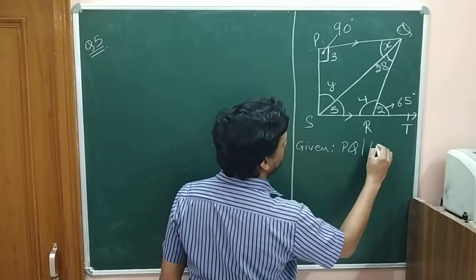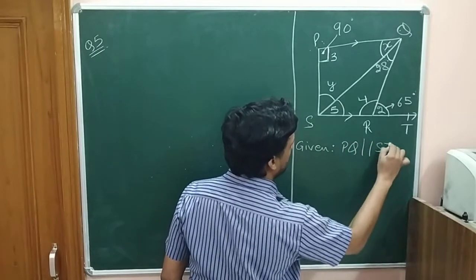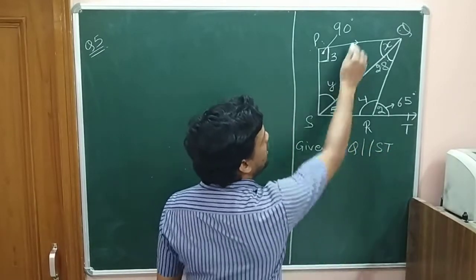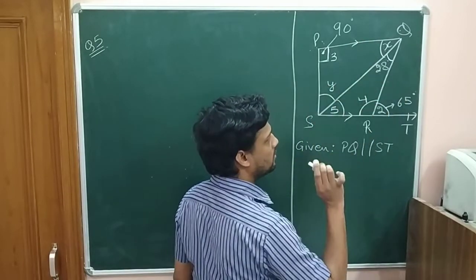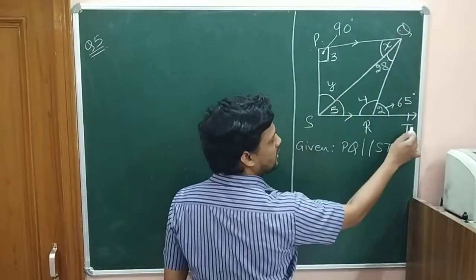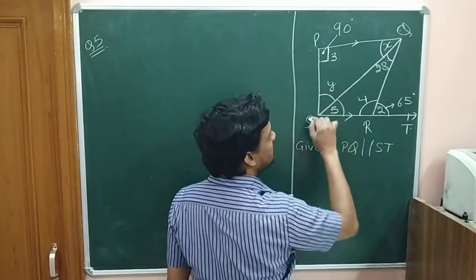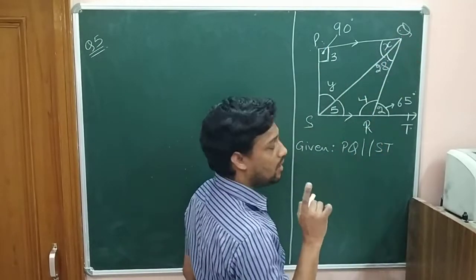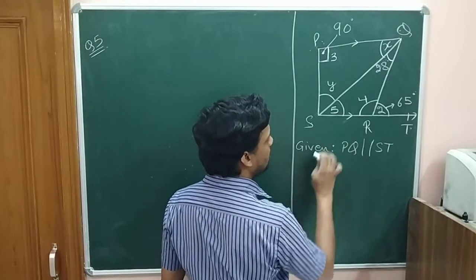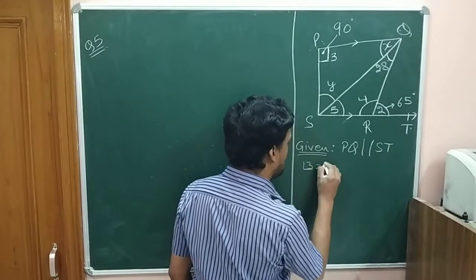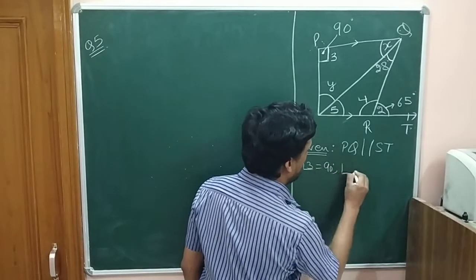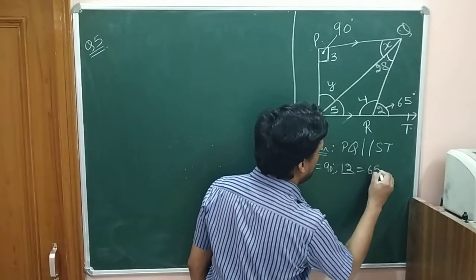Now, given PQ is parallel to ST. Now listen students, this line and this line are not parallel. Only PQ and ST lines are given parallel. PS and QR are not given as parallel lines. Now what angles are given? Angle 3 equals 90 degree. Angle 2 equals 65 degree.